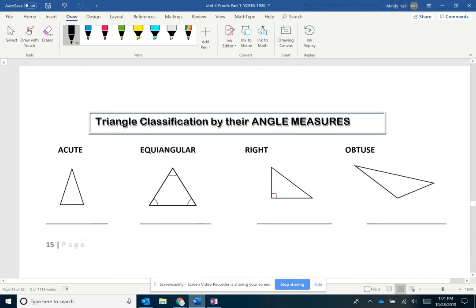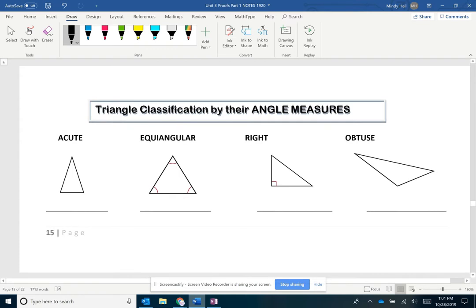So if we were to classify a triangle by their angle measures, we are just looking at what type of angles they have. So with this first one, because all of these angles are acute angles, this would be an acute triangle. With this one, all of these angles have the same measurement, which is why they have the little arc marks here. And so because these are all equal, this would be an equiangular triangle.